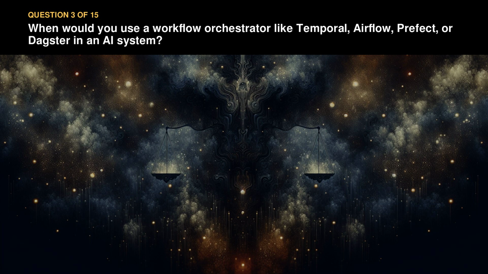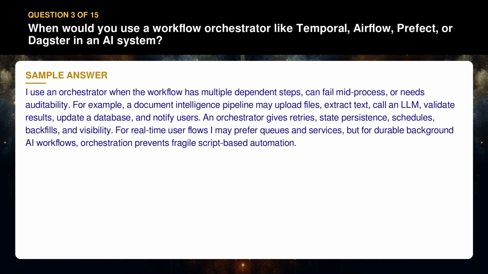Question 3. When would you use a workflow orchestrator like Temporal, Airflow, Prefect, or Dagster in an AI system? I use an orchestrator when the workflow has multiple dependent steps, can fail mid-process, or needs auditability. For example, a document intelligence pipeline may upload files, extract text, call an LLM, validate results, update a database, and notify users. An orchestrator gives retries, state persistence, schedules, backfills, and visibility.